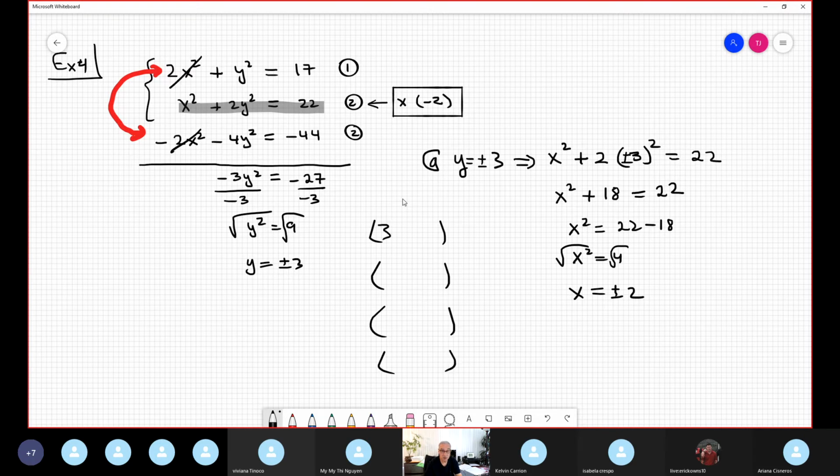Suppose I select 3, 3, and -3, and -3. No, sorry, this is an x value. Mistake. The x values are 2, 2, -2, -2. And the y values are 3, -3, 3, -3. Okay? It doesn't matter the order, there's your solution set. But we have a 4-point solution in this exam.